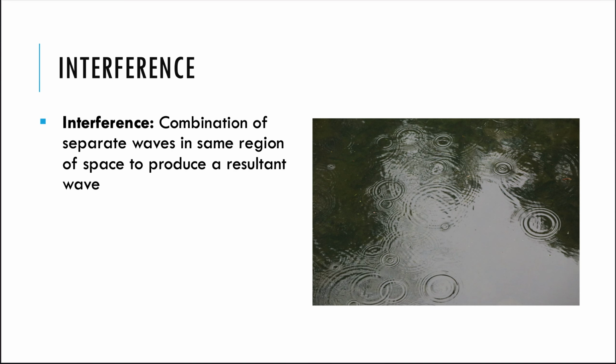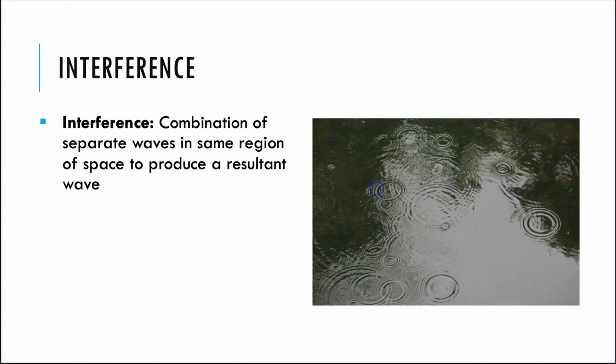When waves combine, we call this interference. So interference is defined as the combination of separate waves in the same region of space to produce a resultant wave. We can see here the ripples of water that when they are in the same space, they do interfere with each other.